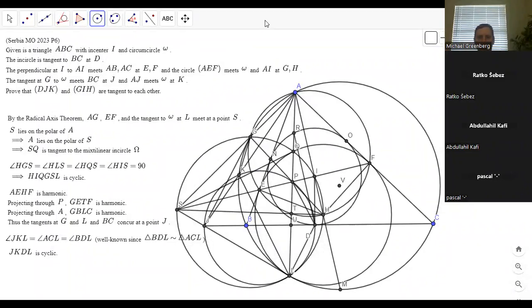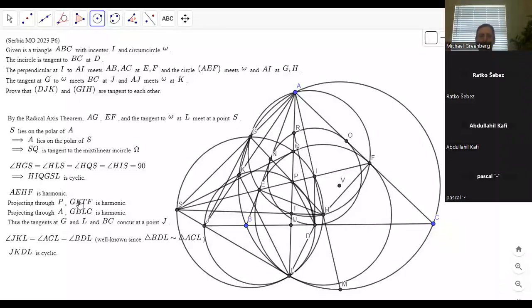I think I'm really close. Y projecting through AEHF implies... Okay, so it's two steps. We start with AEHF as harmonic. Then we project those 4 points through point P onto the circle AEHF. So E and F just get swapped, and A goes to T and H goes to G. So then we have GETF as harmonic.